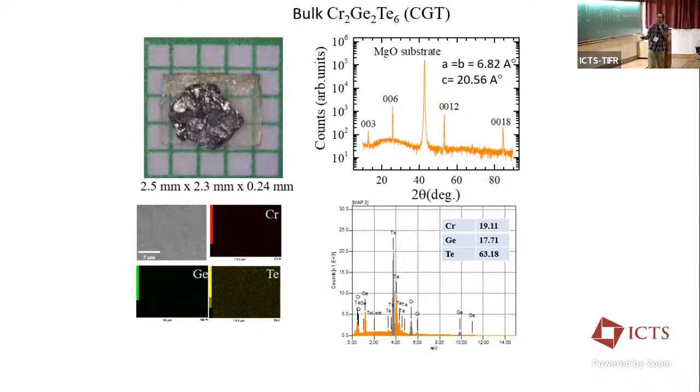So this is one of the samples, which is about 2.5 by 2.3 millimeters and about 20 microns thick. It is a single crystal, and you can see the single crystal peaks. The stoichiometry is uniform, measured across the sample. It's very uniform for chromium, germanium, and tellurium, maintaining the stoichiometric ratio. So this was one of the types of crystals, and we had quite a few crystals, and we measured them.